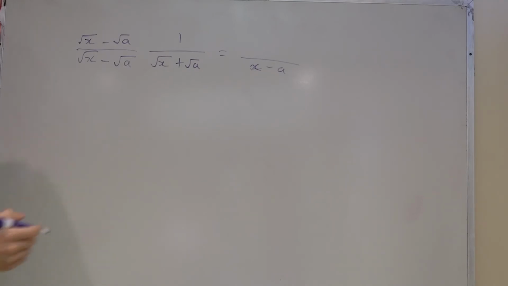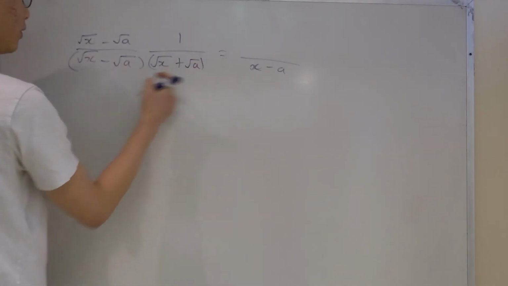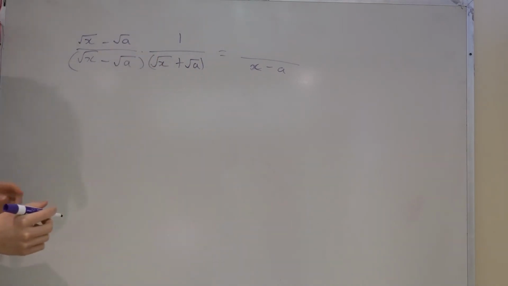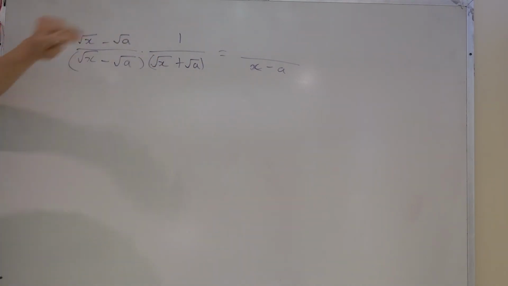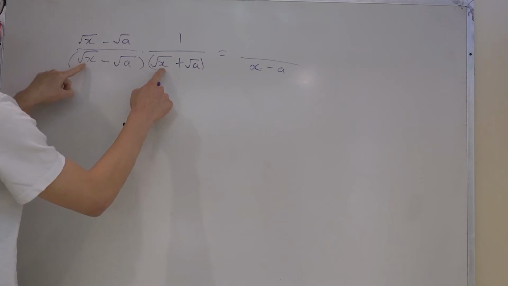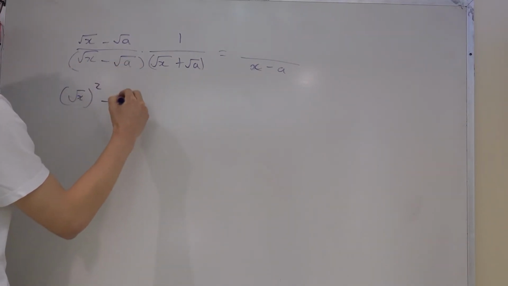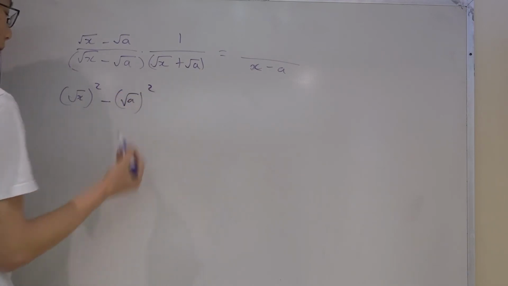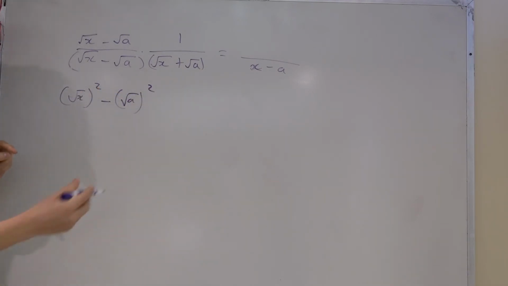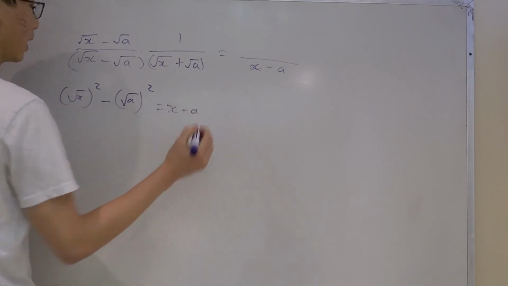What happens now is if you consider the bottom, remember when you're multiplying fractions, the numerator multiplies with the numerator and the denominator multiplies with the denominator. So what happens now when we multiply these two, we actually get a formula that resembles the difference of squares. Except now we have that this thing is equal to root x squared minus root a squared. The square and the square root cancel out, and this gives you x minus a.